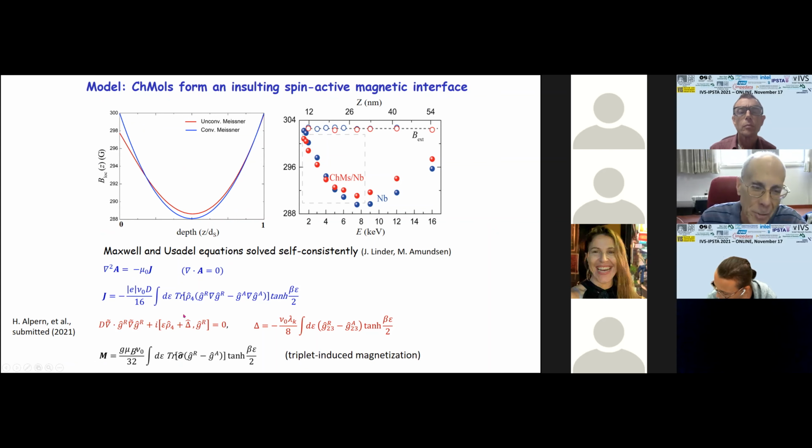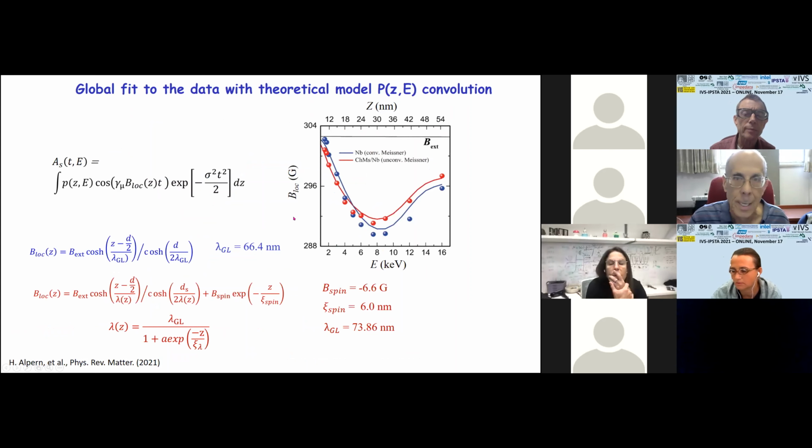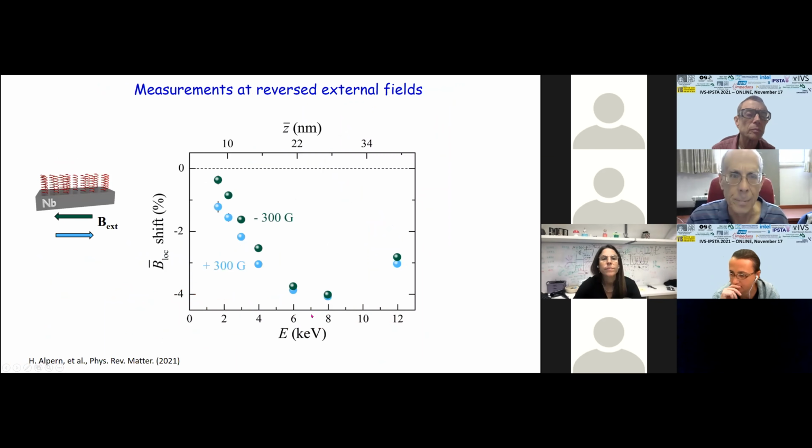I will not go into the details of the theory, but the bottom line is that we saw that an energy gap and also magnetization is induced inside the sample. This is due to the triplet induced magnetization. In order to get what's called a global fit to our data, we came out with this analytical model where we introduced also this term, which is called B-spin, which accounts for the induced magnetization by the triplet superconductivity. And we see that you can get good fits to our results, assuming reasonable fitting parameters.